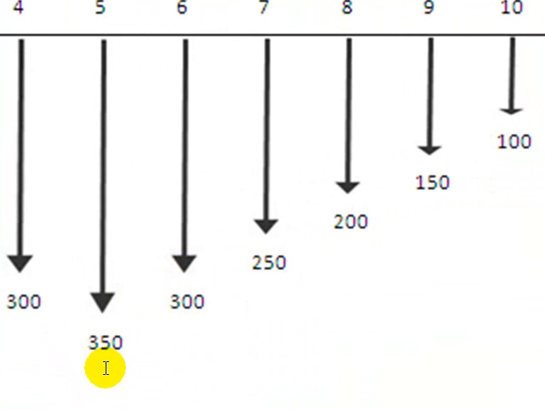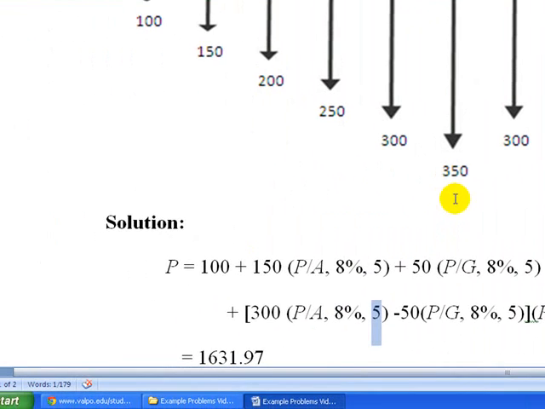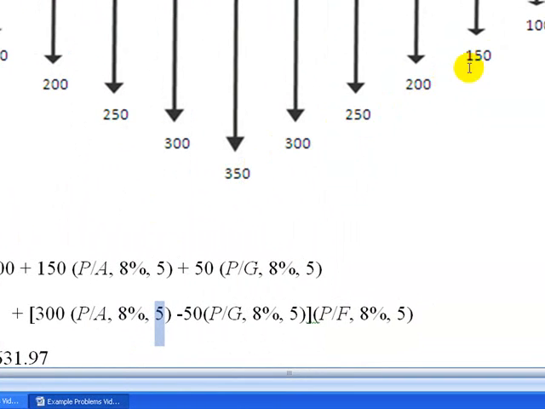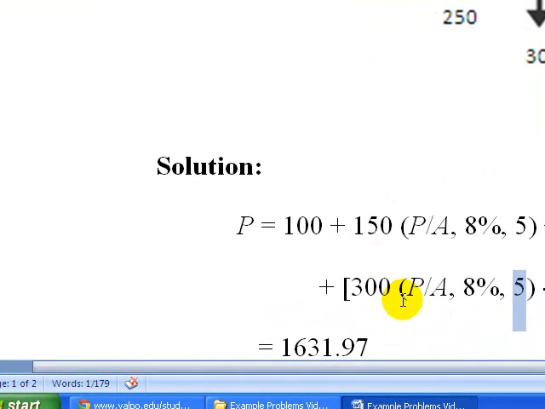We are first going to calculate the values of these cash flows at the end of year 5, and from there we will take it back to year 0, right? So counting from here, N is only 5. So 300, P given A 8%, and N is 5 years.